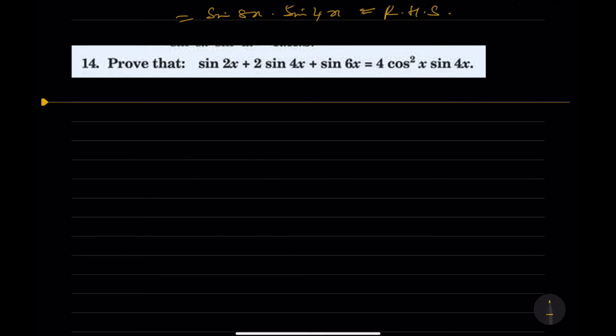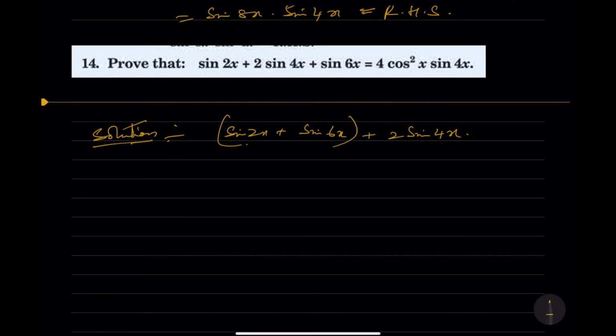What's the 14th problem? Prove that sin 2x plus 2 sin 4x plus sin 6x is equal to 4 cos square x sin 4x. So here in the solution part, how do we write it? We'll look at which formula we can use while writing the steps. Here you have sin 2x plus sin 6x, which I am taking first because it's in the form sin a plus sin b, plus 2 sin 4x.